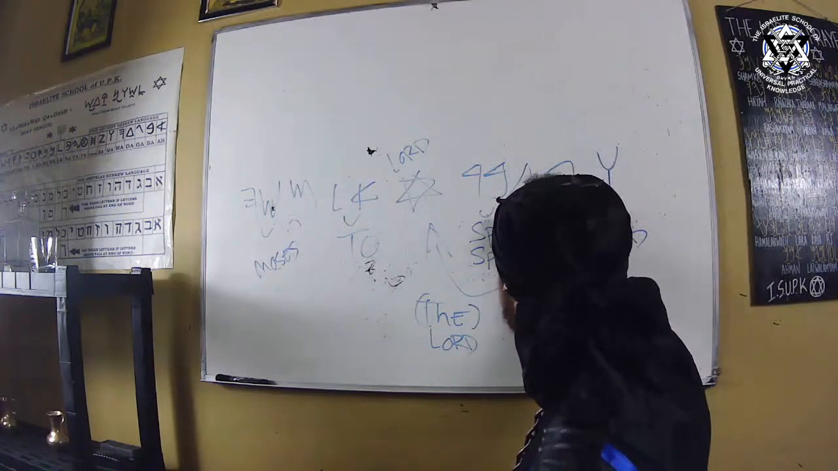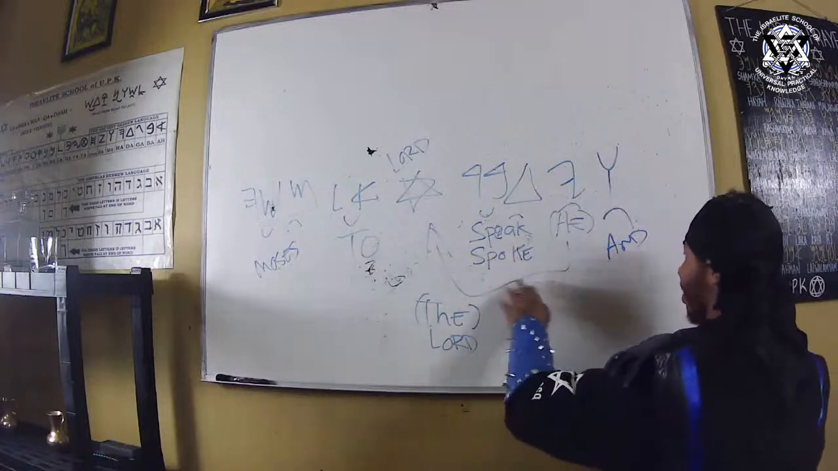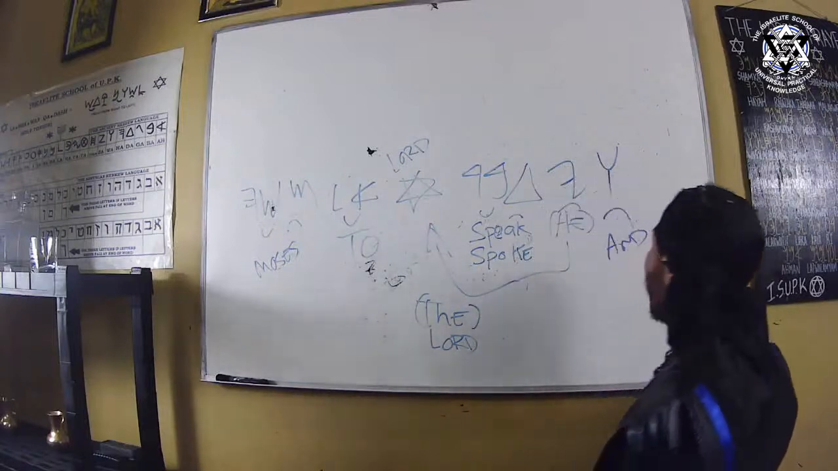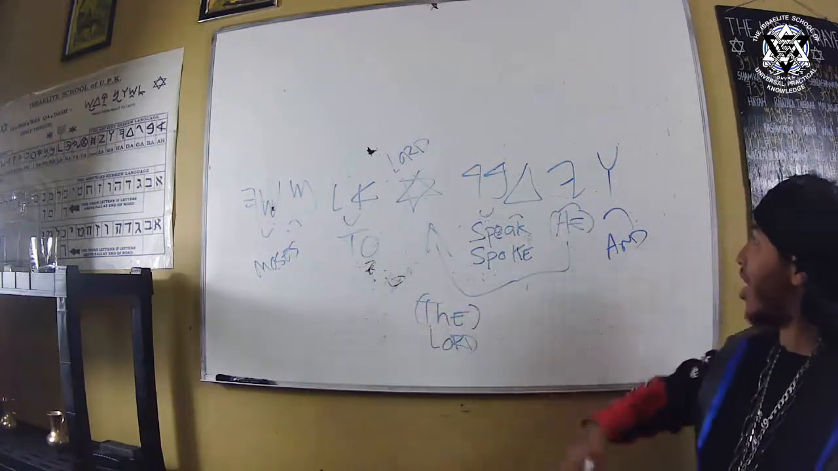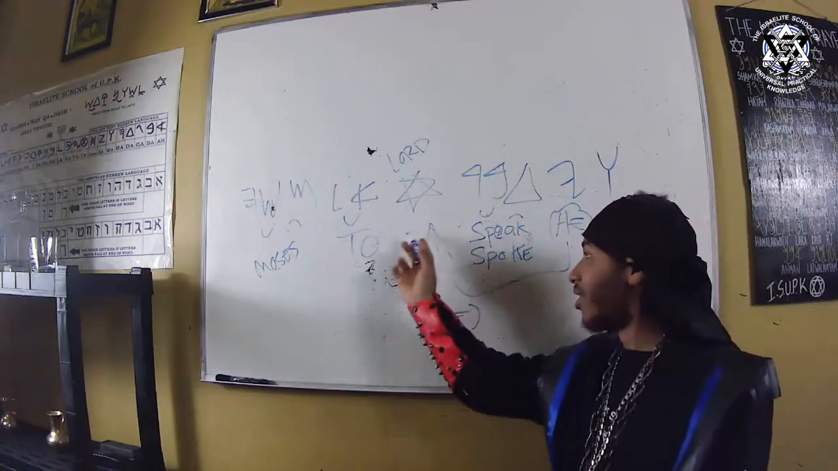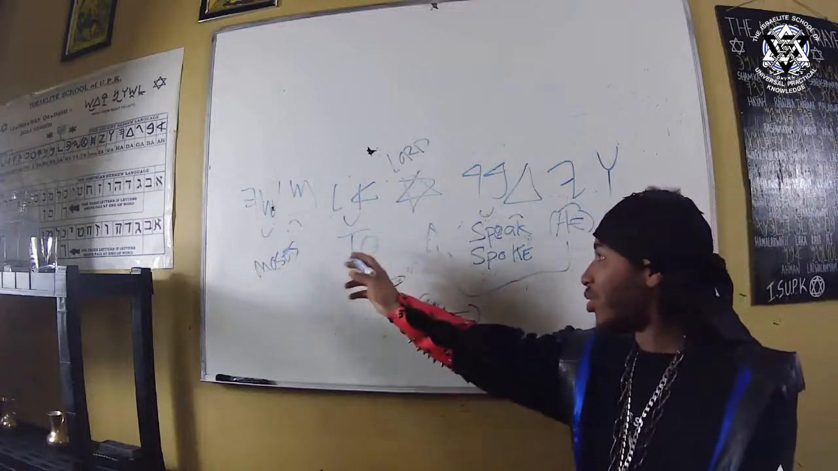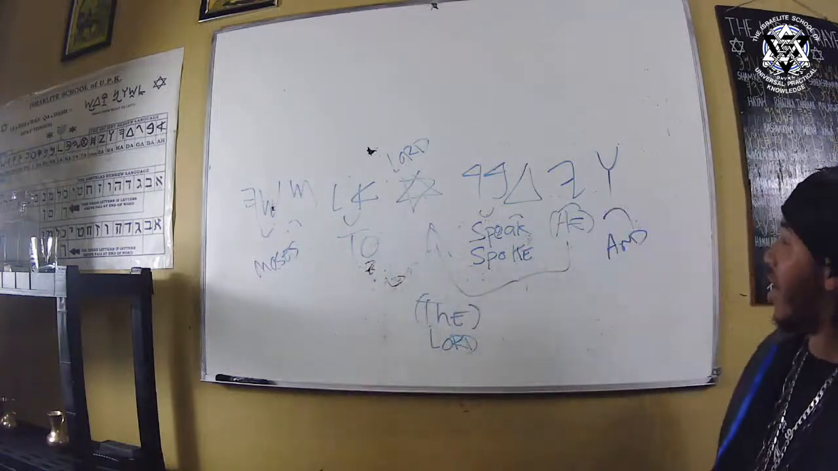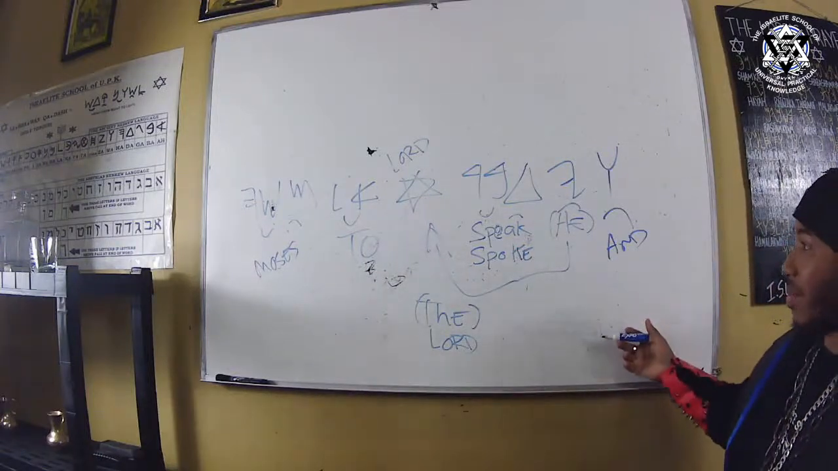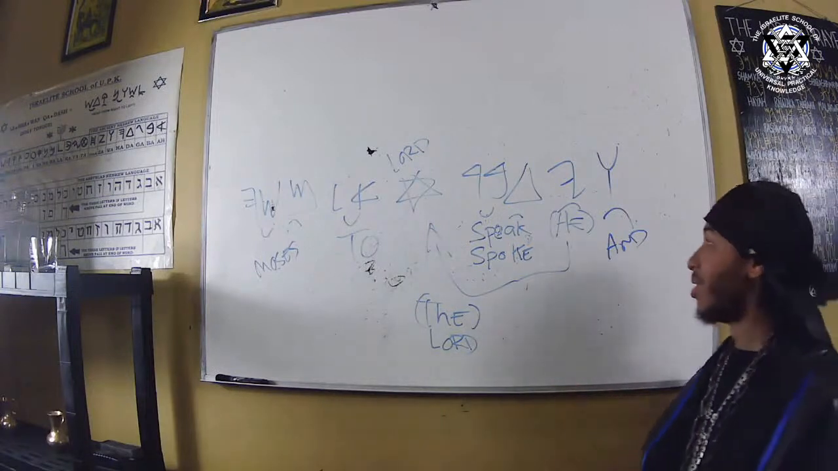Spoke, same thing. And he spoke to Moses. Or it's saying, and the Lord spoke to Moses. So, and the Lord spoke to Moses. Or, and spoke the Lord to Moses, right? But remember, English is the bastard tongue. So it's wrong. It's backwards.